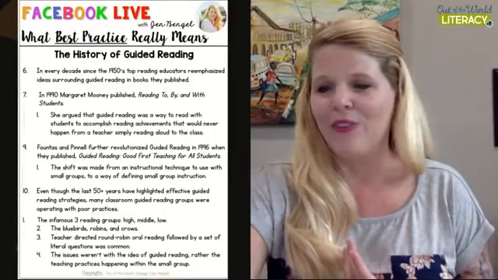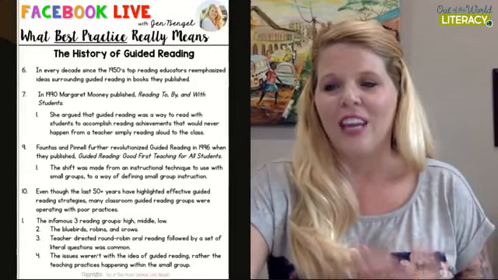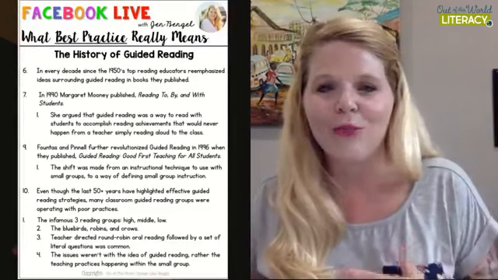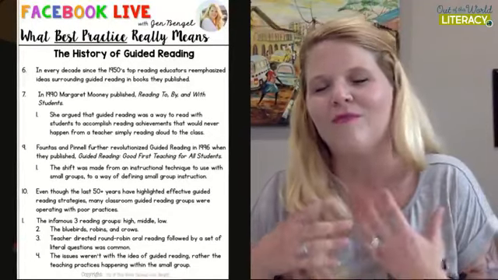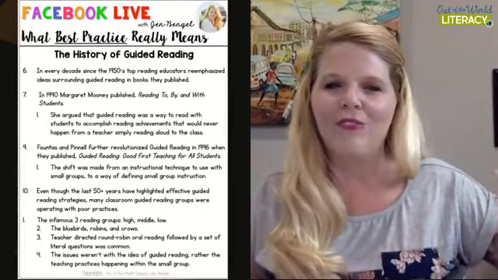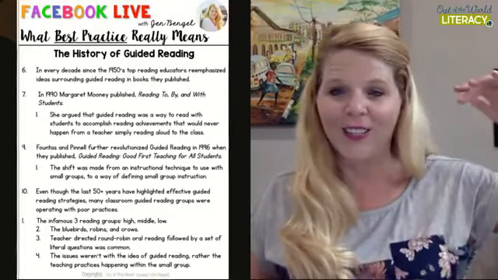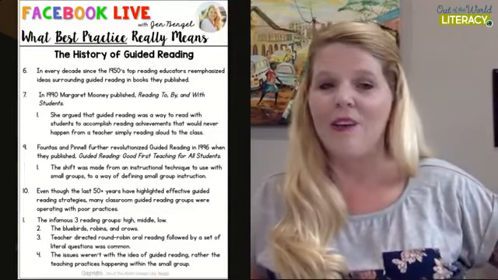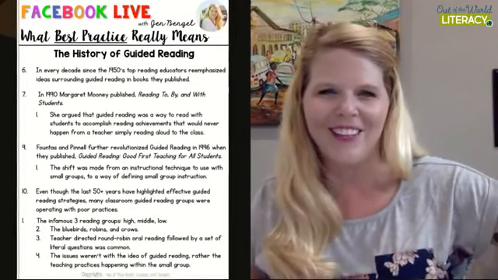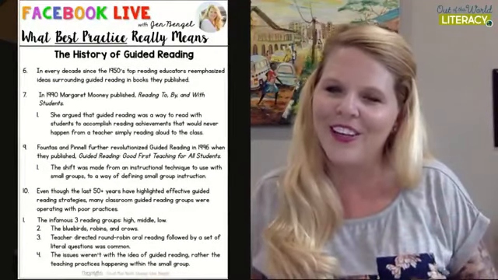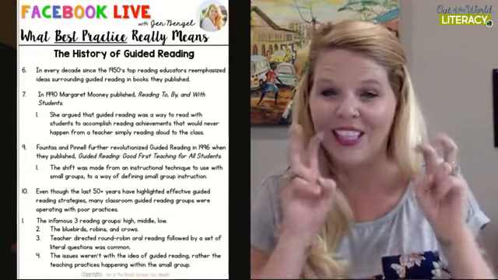And even though the last 50 years have highlighted really effective guided reading strategies, a lot of classrooms over those 50 years weren't really implementing guided reading in the correct way or in the most appropriate way. I don't know about you, but if you remember those infamous 3 reading groups, like the high risers, the middle kids, and then the low ones, for me, I remember those groups because they were labeled: the bluebirds, the robins, and the crows. I was a crow, y'all. I was totally a crow. I remember feeling the stigma of not being a good reader because I was in that group.